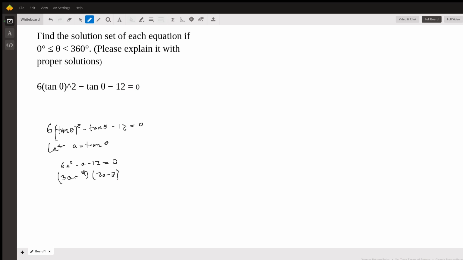We'll change colors for a quick check. So this would be 6a squared, because I'm distributing the 3a, then minus 9a. So now I'm going to distribute the 4, plus 8a minus 12. And you can see that gives me what I want. It's going to give me 6a squared minus a minus 12.